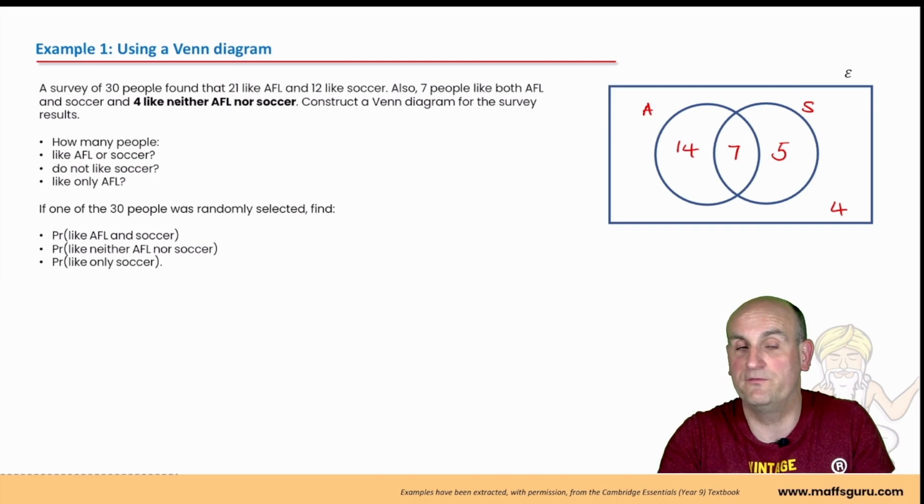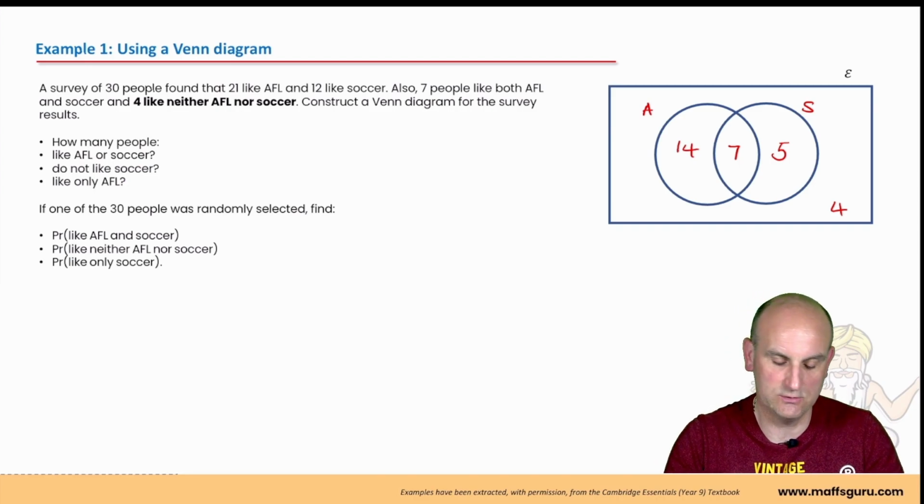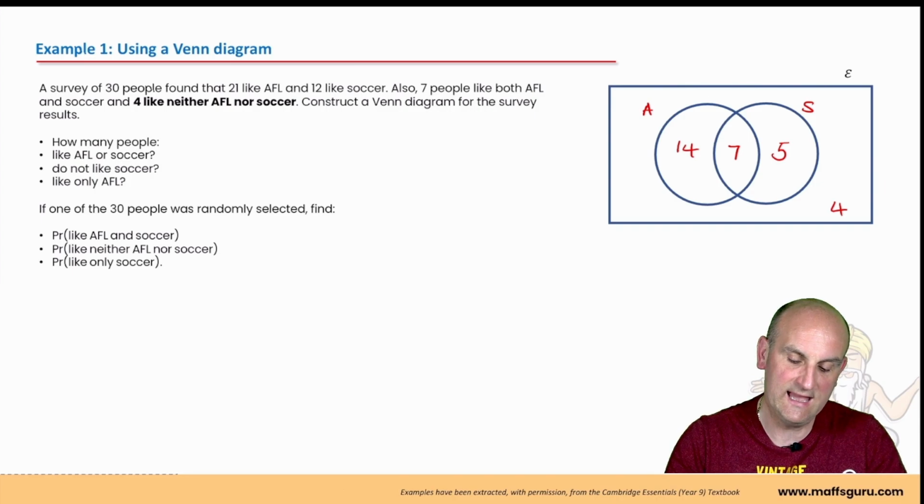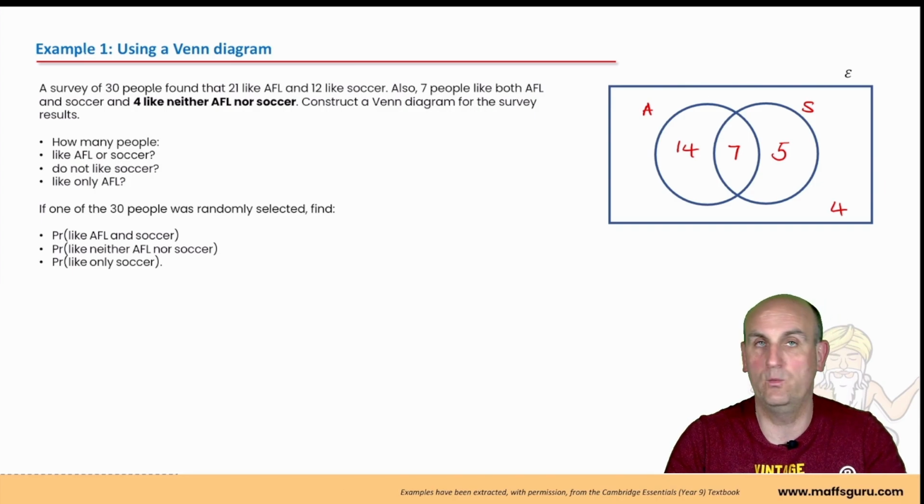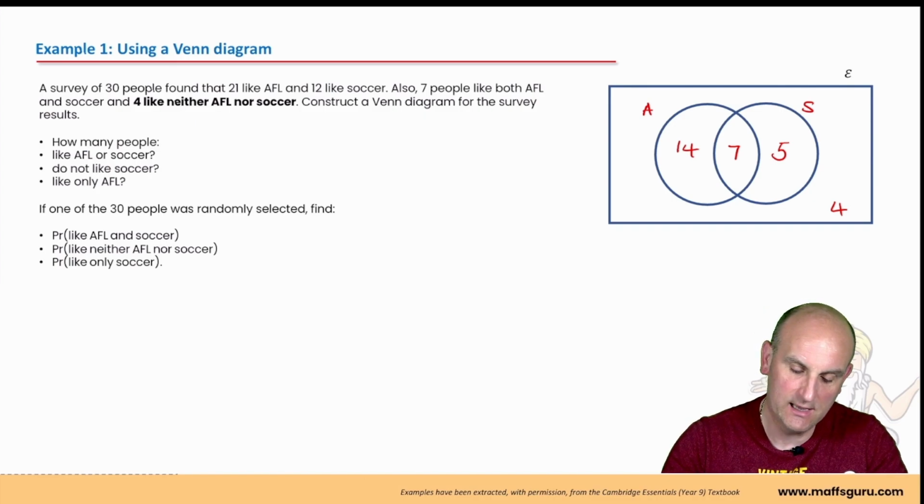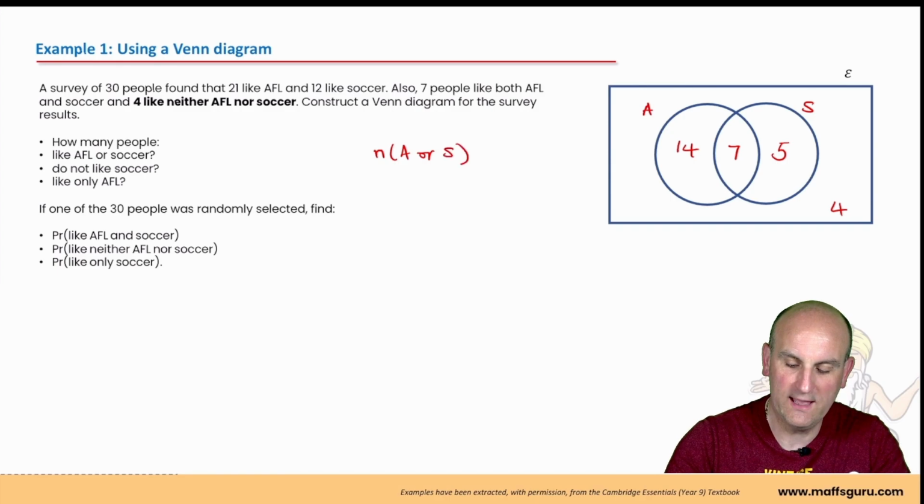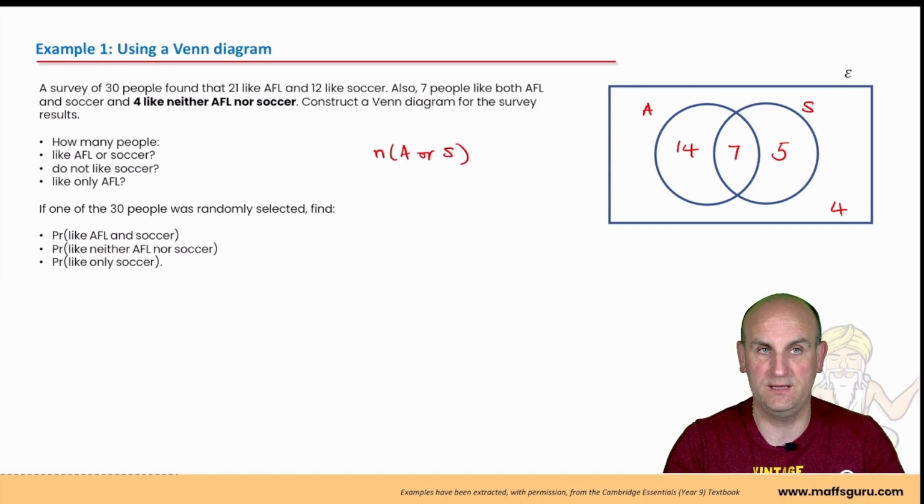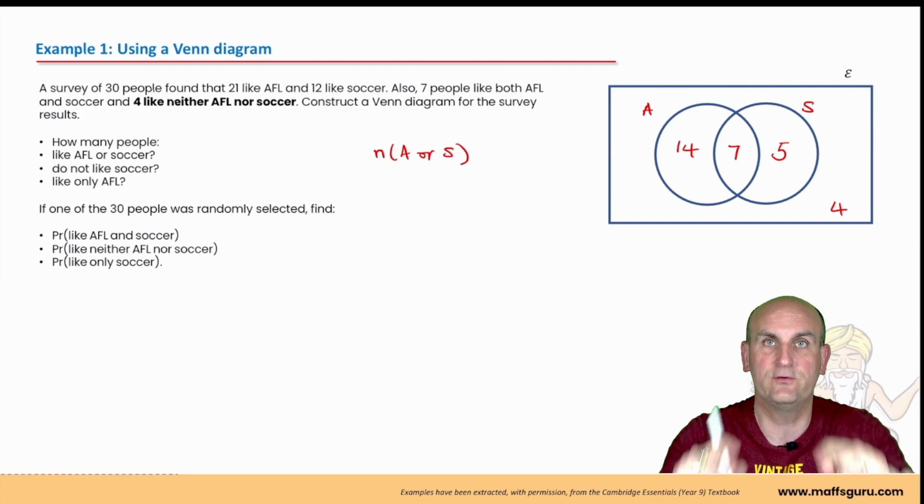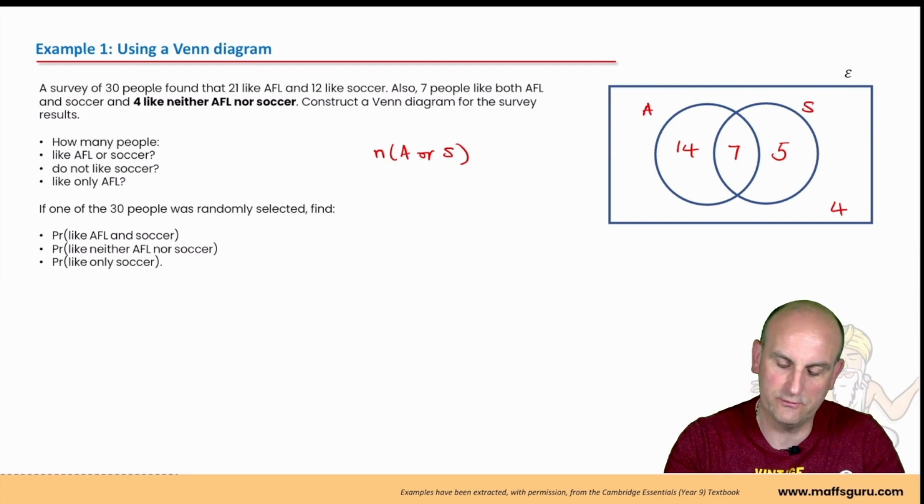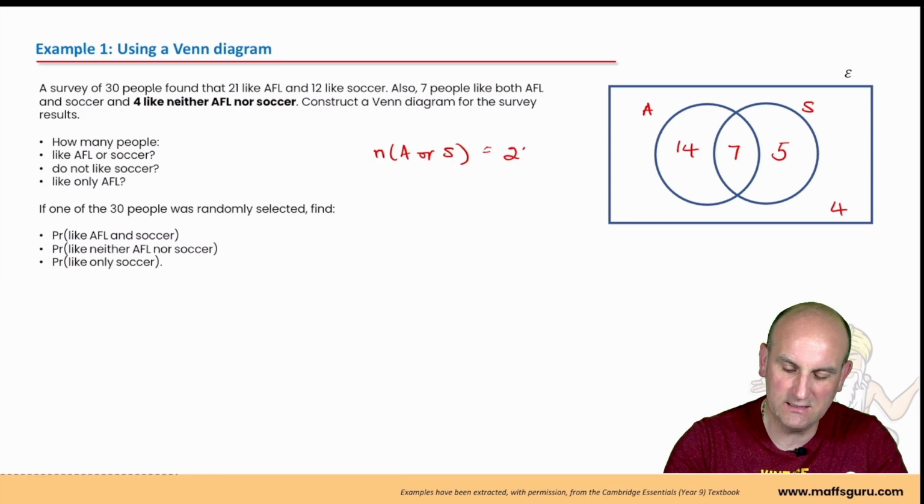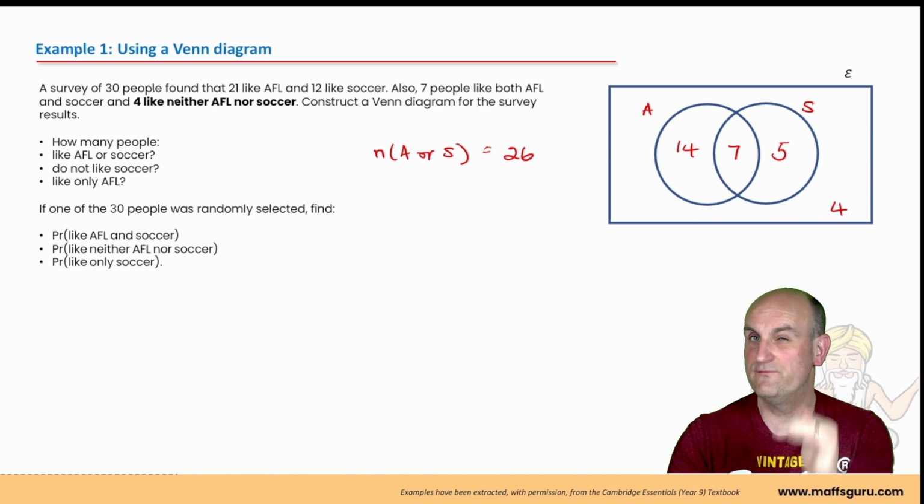So now having got the number of people, we can actually answer this all together. How many people like AFL or soccer? Now they want a number of people. I'm going to introduce a new little letter here. That's called N. So I'm going to put N of A or S. N stands for the number of people. And N is awesome in maths. How many people like AFL or soccer? Now, how do we do that? When it's an OR, you add all the numbers in the circles. So 14, 21, 26. So I'm going to write there just 26. It's not a probability. Don't divide it by anything.